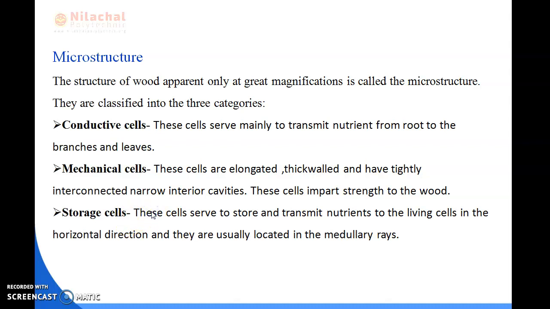Good morning everyone. So today we will be discussing microstructure and the classifications of microstructure. In the previous slide we discussed what macrostructures are and what the parts of the macrostructures are. So we'll give a quick review of the parts we have discussed.